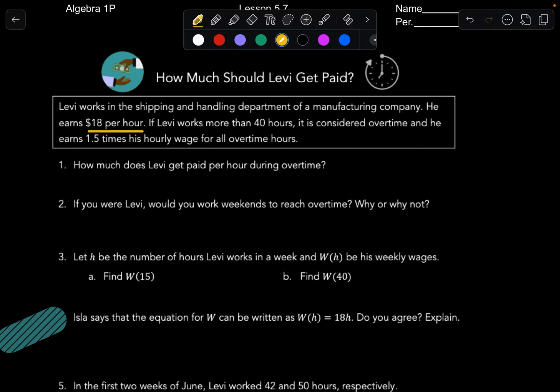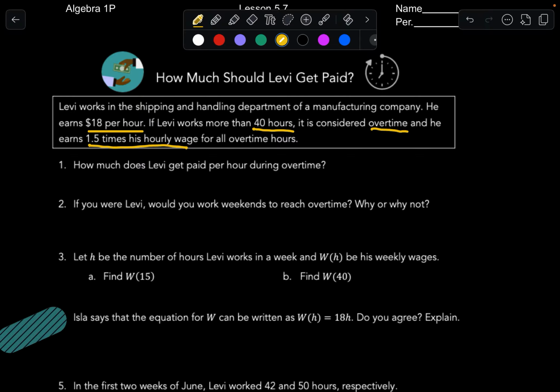If Levi works more than 40 hours, it is considered overtime, and he earns 1.5 times his hourly wage. Okay? That's a standard way of doing it. If you are an employee that gets paid per hour and you work more than 40 hours in a week, you'll earn time and a half. You may have heard that phrase. All right, that's common. How they administer it could be different.